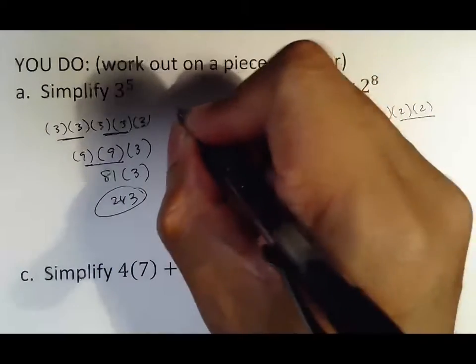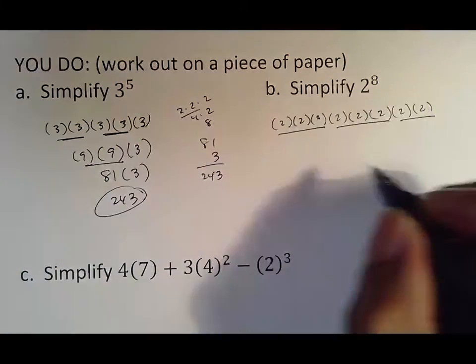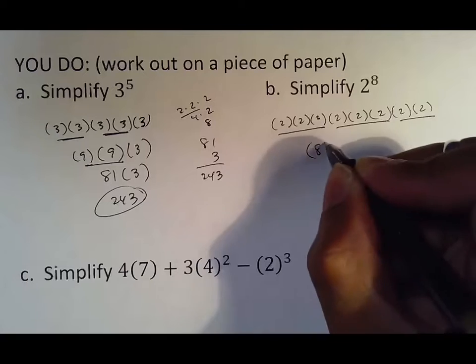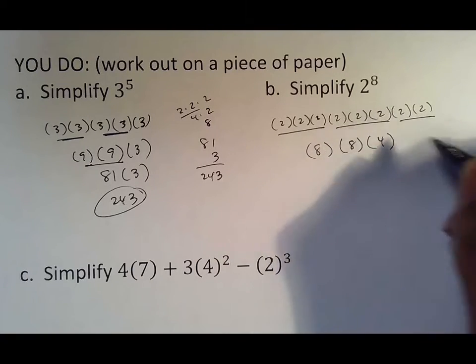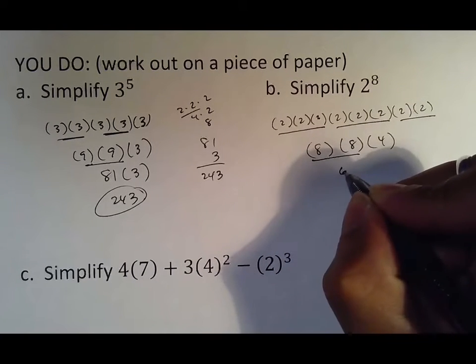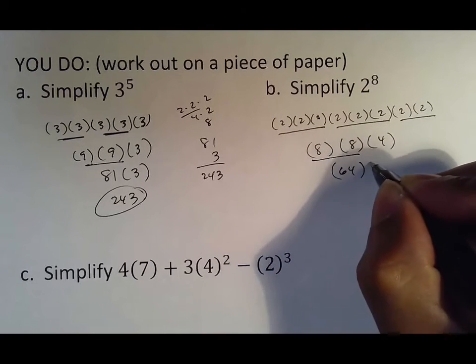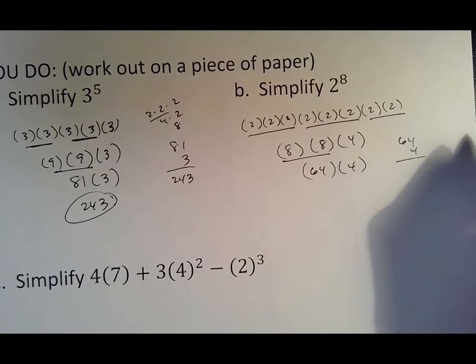Because again, 2 times 2 is 4, times the third 2 is 8, which means these 3 2s make an 8. These 3 2s also make an 8. These 2 2s make a 4. That now gives me the opportunity to do 8 times 8, which is 64. And then I'm going to go off to the side to do 64 times 4.